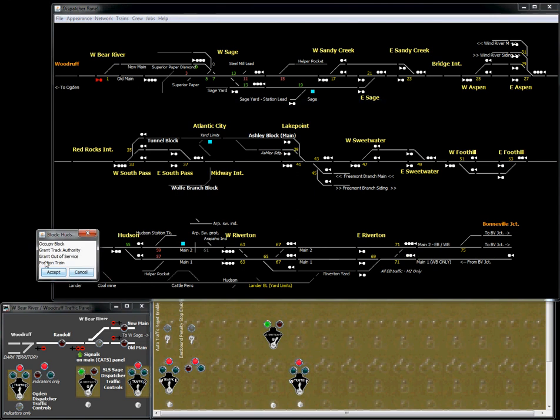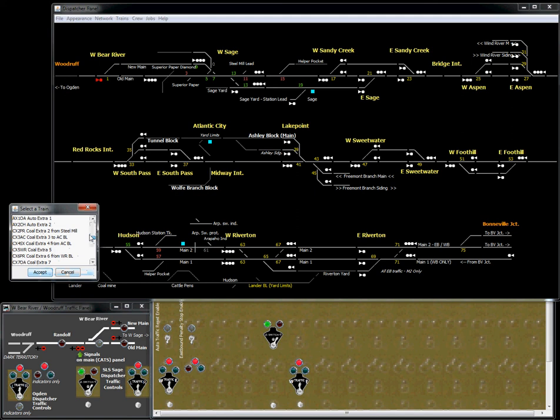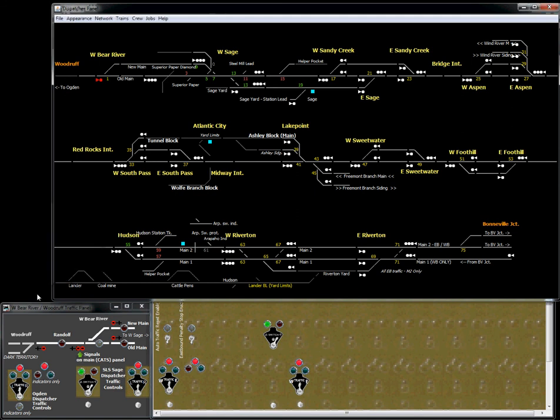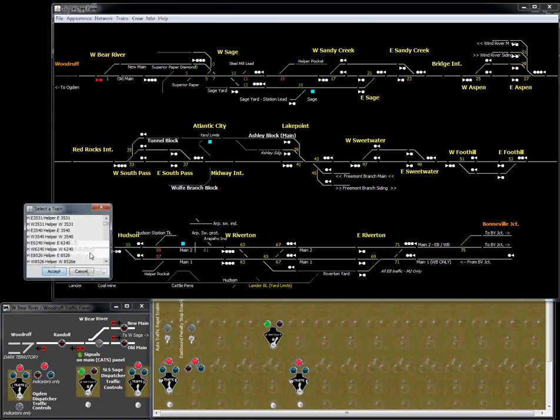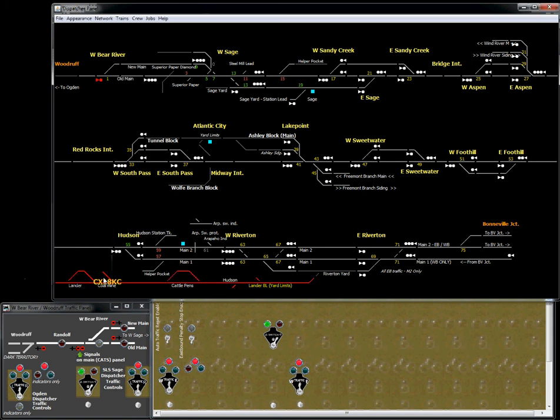And then I will place coal extra 18, because I know that coal extra 18 is the counterpart to that train. So we're going to go in here and find coal extra 18. There it is, coal extra 18 from Lander. For some reason it didn't put in, so let's try that again. Coal extra 18, there it is, and accept. So I just leave him there.